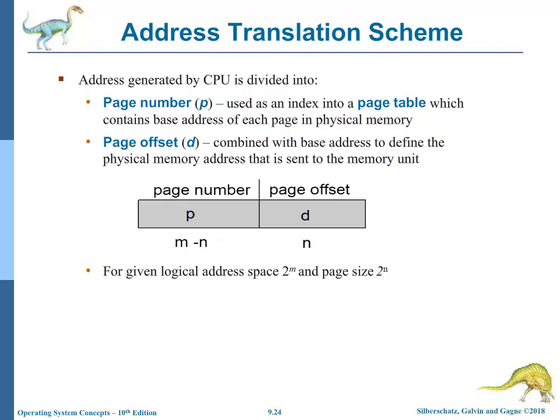and the remaining n bits represent the offset. Also, the number of bits in the page number and the number of bits in the frame number don't have to be identical. The former determines the address range of the logical address space, and the latter relates to the physical address space.